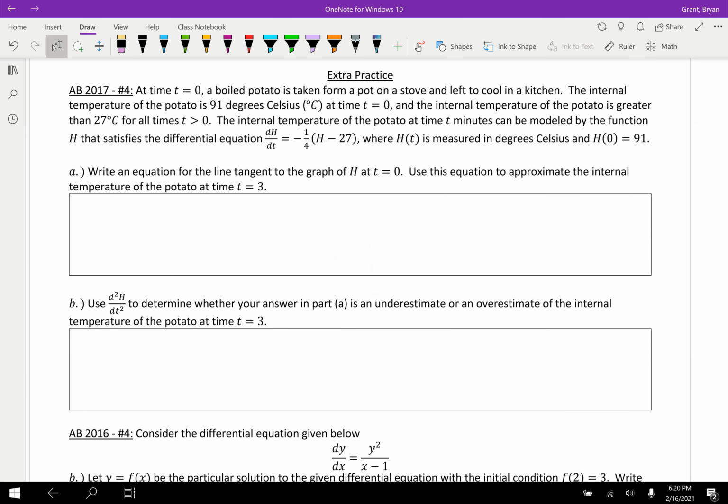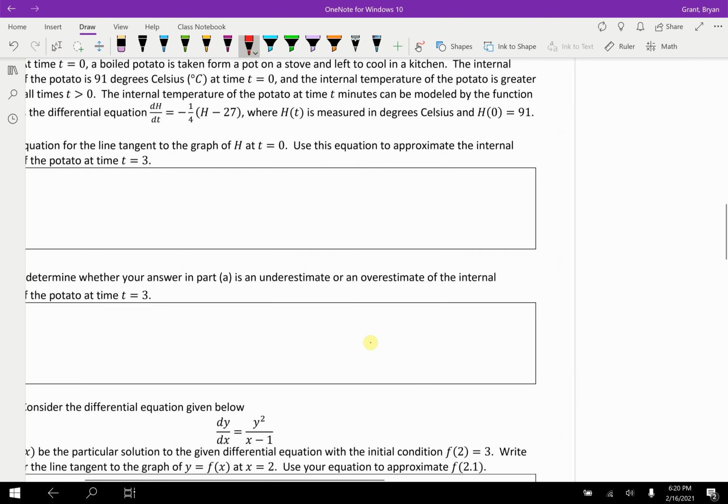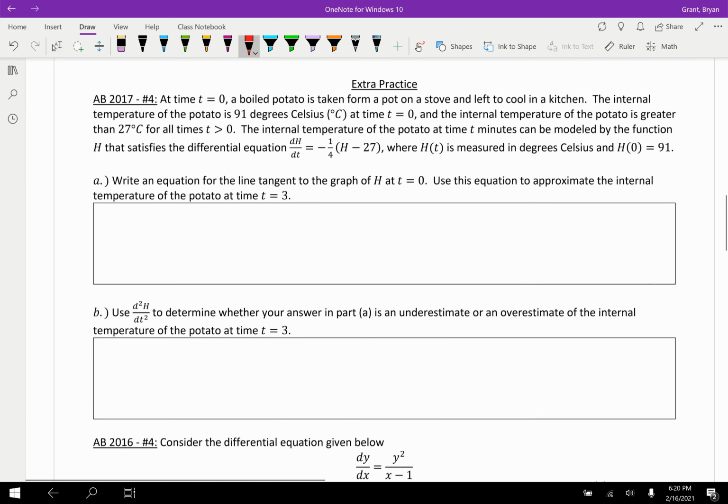The infamous potato problem. This was the most memed problem of 2017 for sure. So at a time of 0, a boiled potato is taken from, or apparently it forms a pot, that's very exciting, from a pot on a stove and left to cool in a kitchen. The internal temperature of the potato is 91 degrees Celsius. That is quite hot, right? 100 degrees is boiling in Celsius, at time t equals 0.